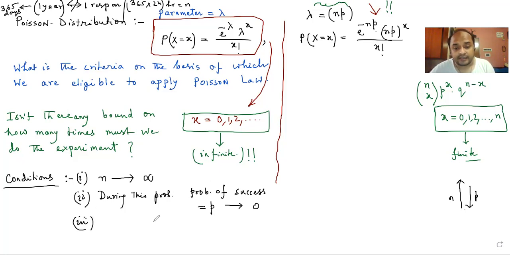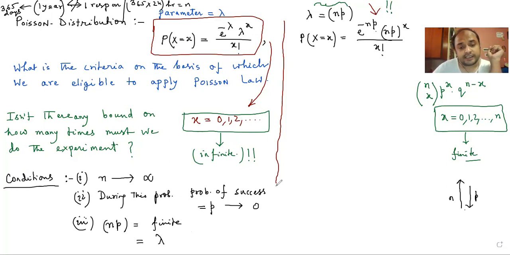Third condition is saying that try to manipulate the thing, although it is not in your hand, but try to find out whether, after getting this number of experiments and the probability of success, you calculate the quantity NP and see whether this quantity is a finite quantity or not. If it is a finite number, not infinity, then you can apply it. And this finite quantity, this NP, is denoted by some notation. This notation that I'm using is called lambda.